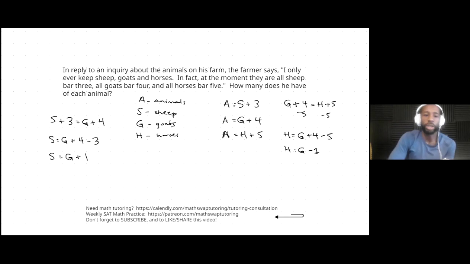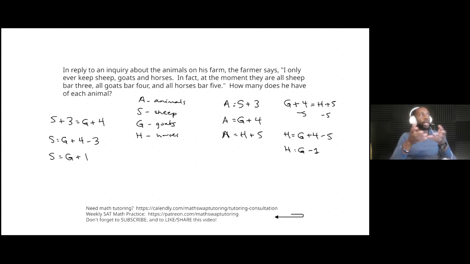So let's think about this here. If we can find what G is, we'll know what everything is at this point. So they're all sheep bar 3, all goats bar 4, and all horses bar 5. Okay, so let's think about this though.